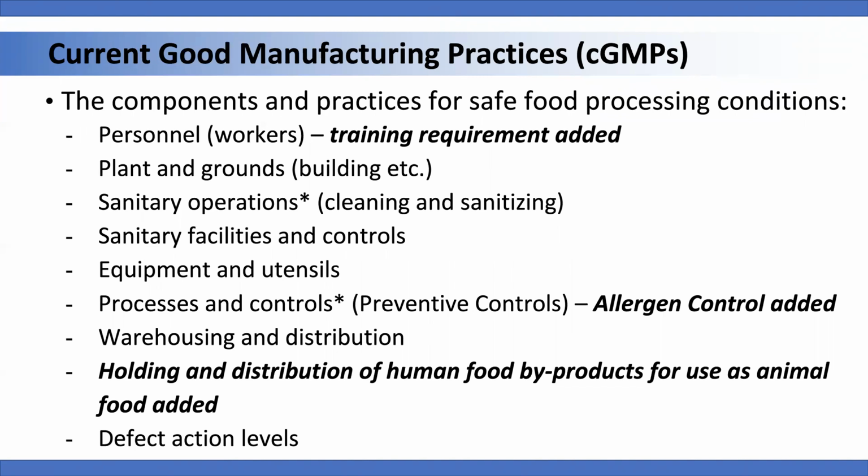In the updated current good manufacturing practices, some provisions such as education and training are now added. Management is required to ensure that all employees are qualified to perform their assigned duties through employee training and education. This training and education include worker health and hygiene, principles of food hygiene and safety. Food allergen control is now clearly stated in the regulatory text. Current good manufacturing practices also include a provision for holding and distribution of human food byproducts that are used for animal food.